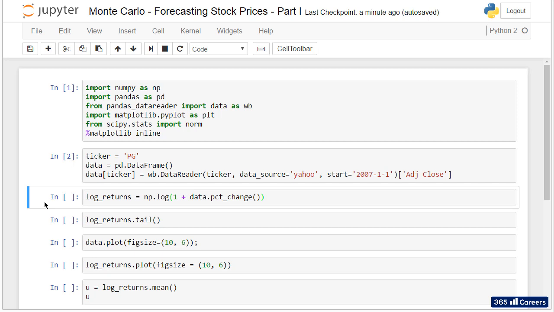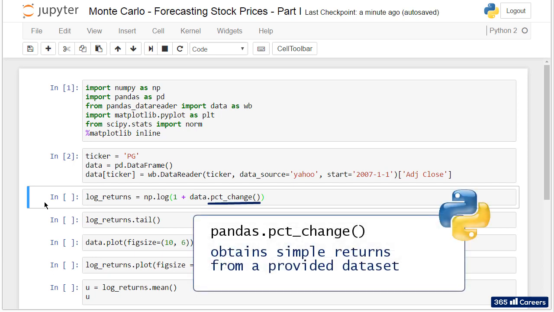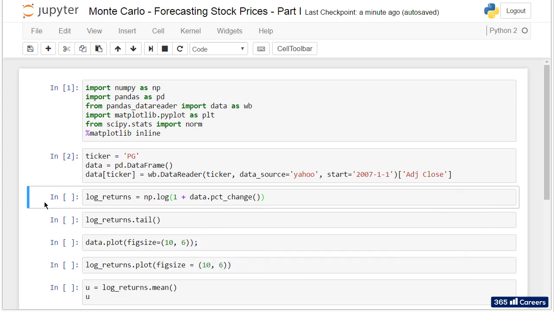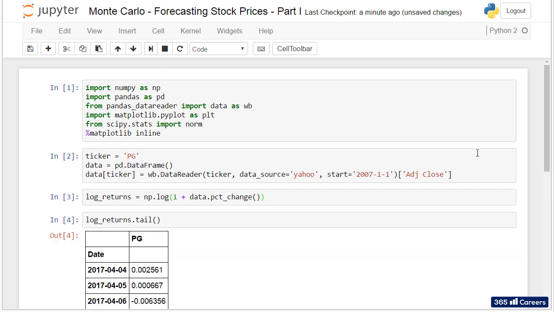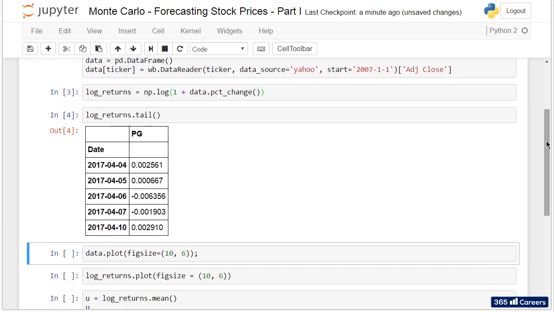The method we'll apply here is called pct_change, and you must write .pct_change(), open and close parentheses, to obtain the simple returns from a provided dataset. We can create the formula for log returns by using NumPy's log and then type 1 plus the simple returns extracted from our data. And here's a table with P&G's log returns. Awesome!